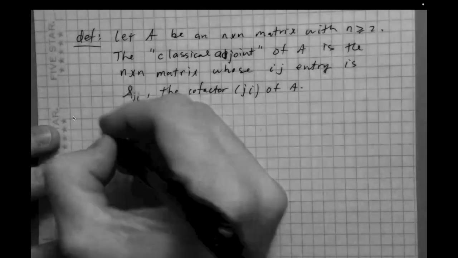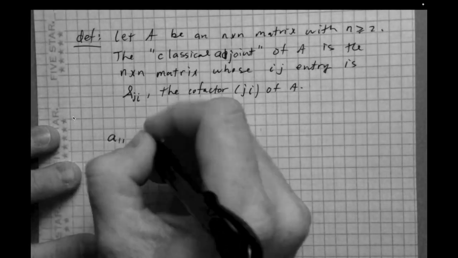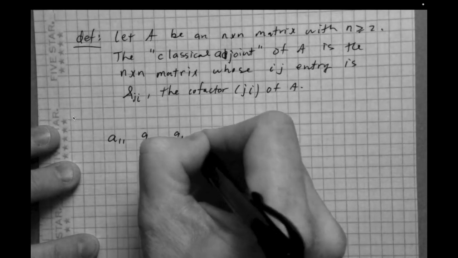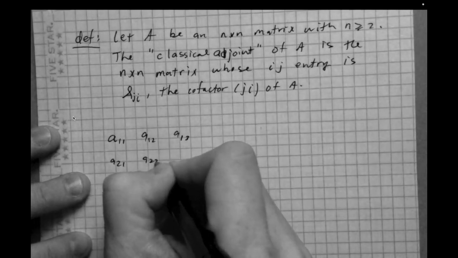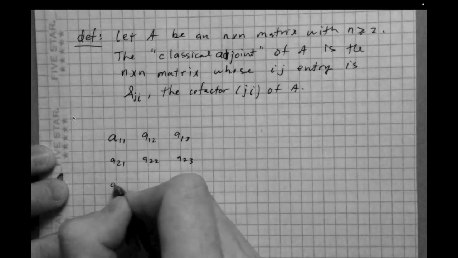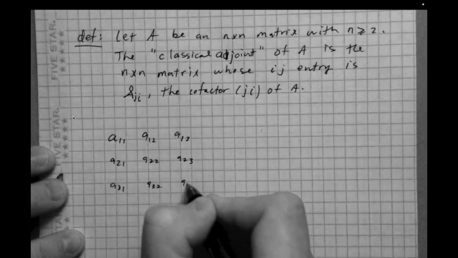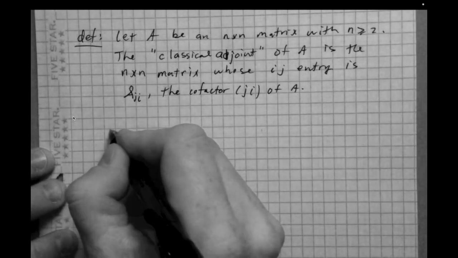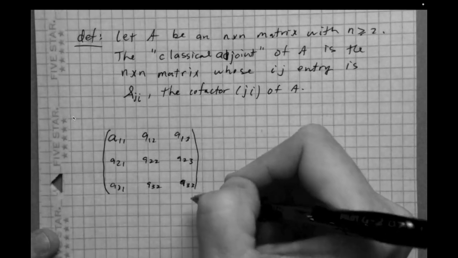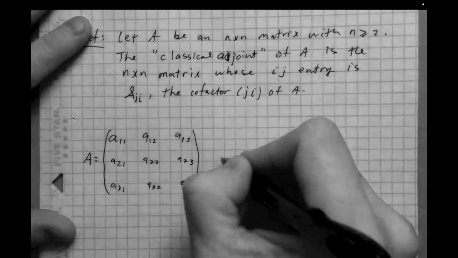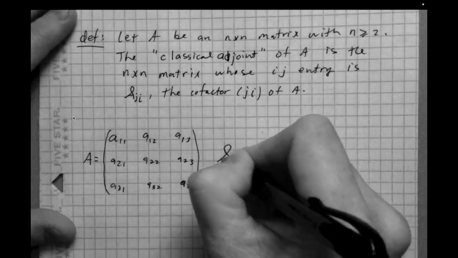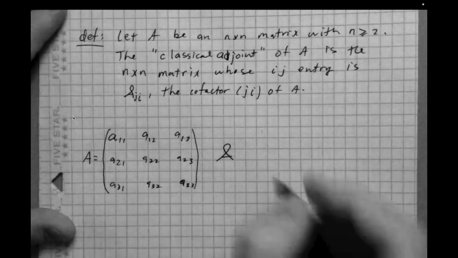So let's start with an example. Let's write A11, A12, A13, A21, A22, A23, A31, A32, A33. All right, so this is a 3 by 3 matrix, and we'll call this A. Okay, now the adjoint of this matrix would be the following, right? So the notation here is just a cursive script A with no subscripts.